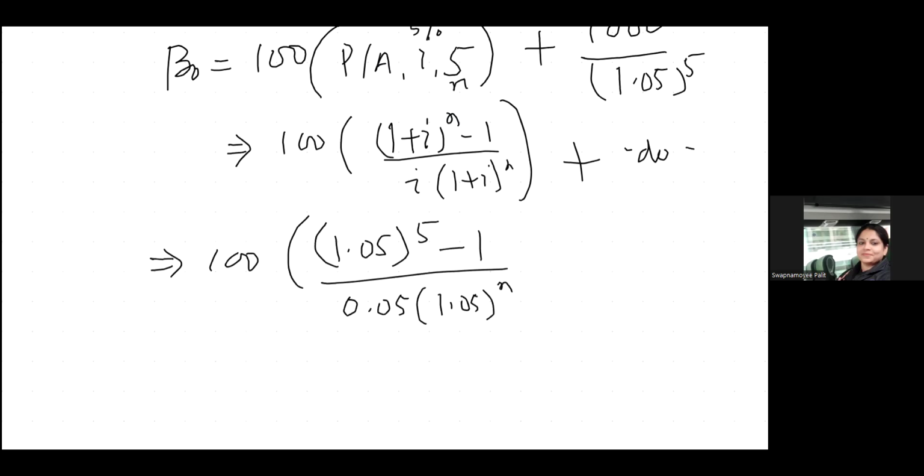Plus, this is your 1000, 1.05 to the power 5. So now if you solve, you get this part. I'm just skipping one step. You can do it. Solve this value.